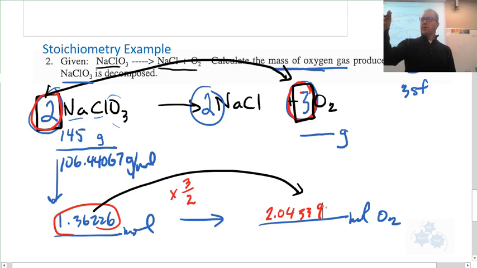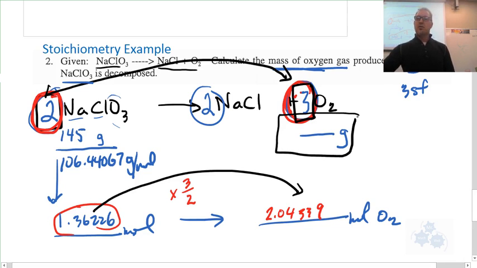So that was, I think, the question that you had over there, right? Okay. So use the molar ratio. Multiply by the number you're going to, divided by the number that you're coming from. That's the easiest way I can put that. So that this 2 to 3 is the same as 1.36226 to 2.04339. That's the same ratio. All right, so we're almost done. The reason why I put this blank here at the beginning of the question is to say, hey, this is where we need to end up.